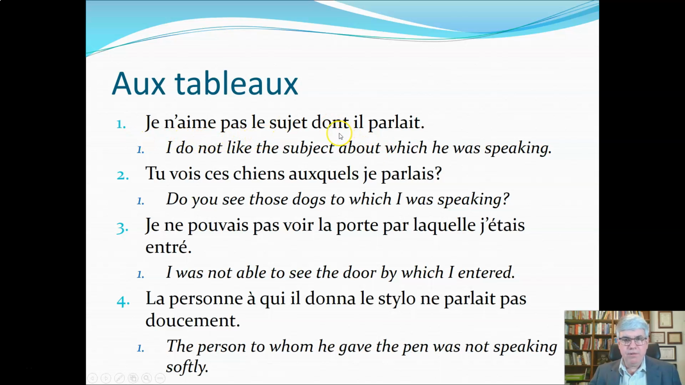And so now we have dont. So we can start with of which he was speaking. Or we translate, I do not like the subject about which he was speaking.